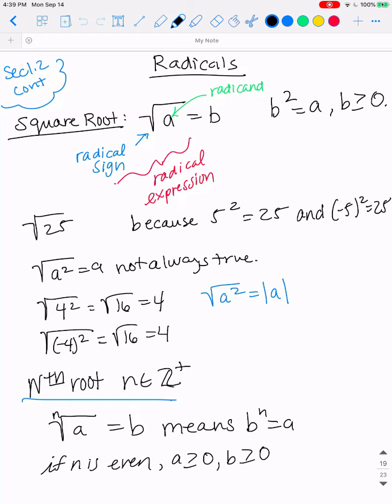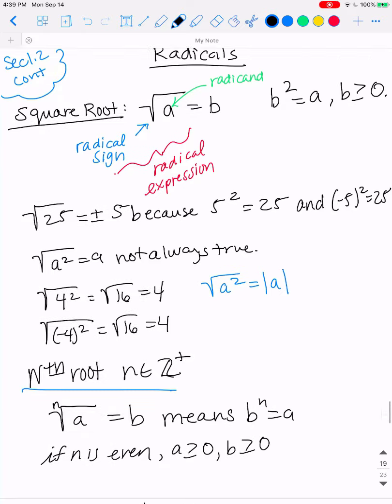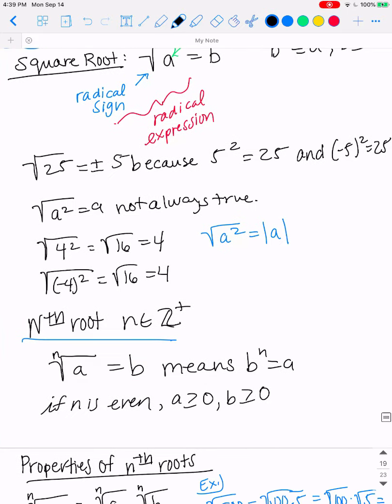So our b squared equals a. Our example is the square root of 25. Because 5 squared equals 25, and also negative 5 squared equals 25, we know that this equals plus or minus 5. It's not always true that the square root of a squared equals a. As we can see in this example, the square root of 4 squared is the square root of 16, which is 4, but the square root of negative 4 squared is also 4. So this thing in the blue, the square root of a squared, is going to equal the absolute value of a.